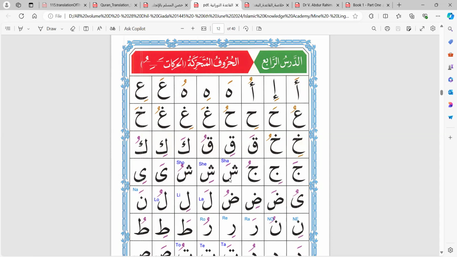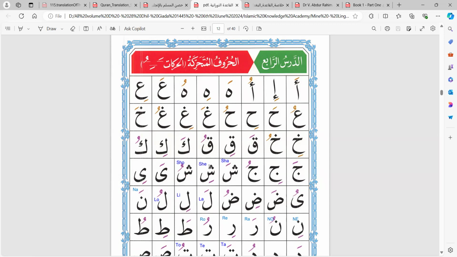We have jim, sheen. So here we have jim fatha ja, jim kasra ji, jim dhamma ju. So together, ja, ji, ju. Then we go to the next letter شين فتحة شا, شين كسرة شي, شين ضمة شو.